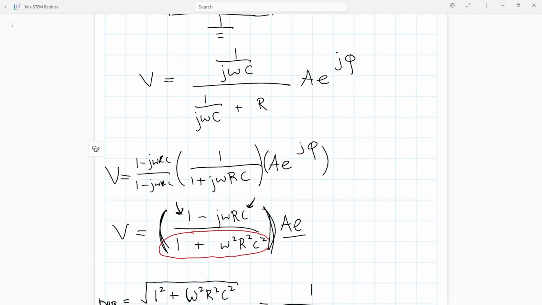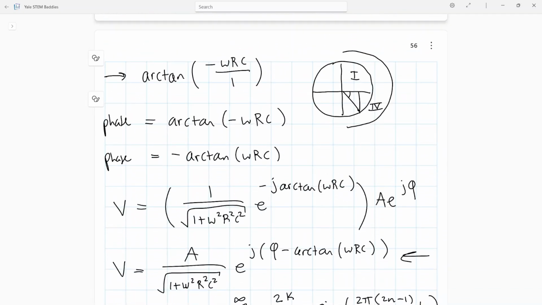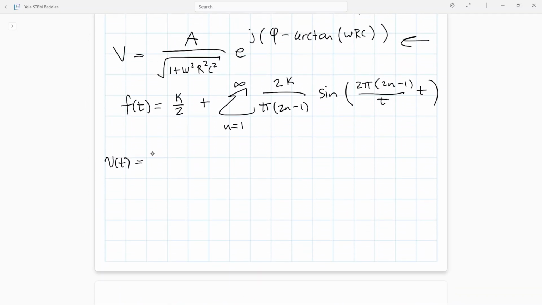And that should make sense to us because this is basically a low-pass filter. This is a low-pass filter. And so basically that means that signals with incredibly low frequencies, such as frequencies of 0 or omega equal to 0, should just be able to pass through unscathed. So that should make a lot of sense to us. So this k over 2 term passes through unscathed. We just keep it.